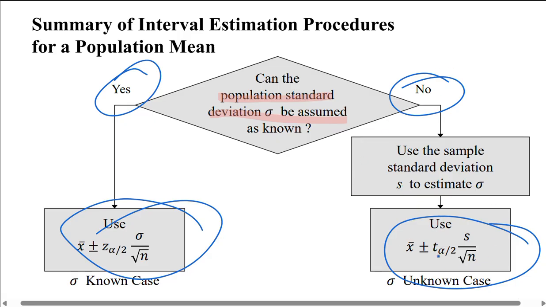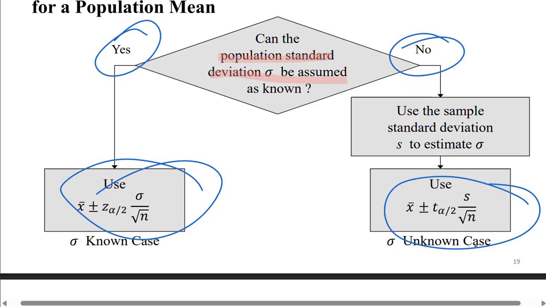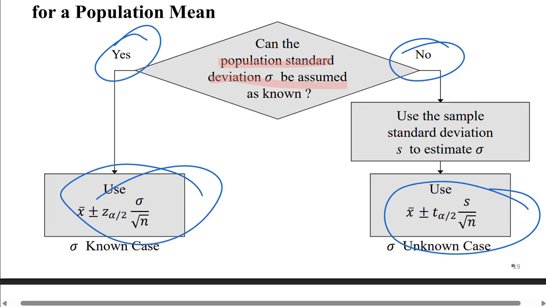Take a look at these two and ask yourself, when do we use this formula and when do we use this formula? We use this formula when the standard deviation of the population is known. We know what the population standard deviation is. This formula is used when we do not know the population standard deviation. And so understand the cases when we use either of these formulas and apply them.